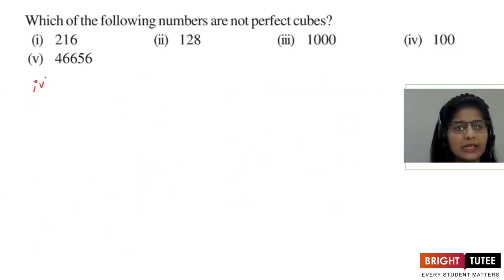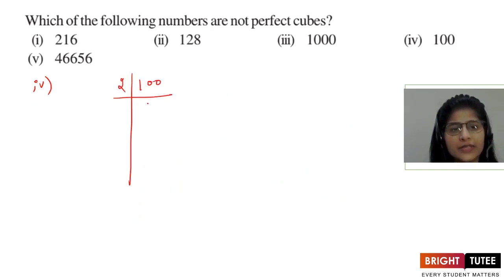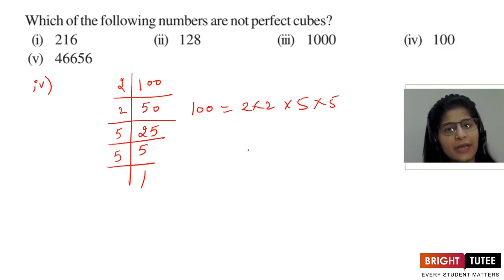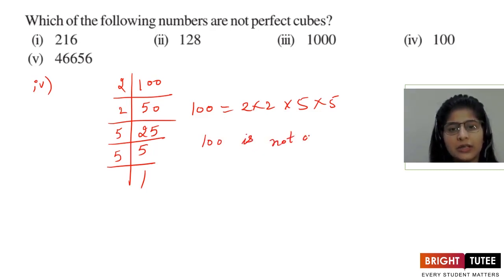Let's try to find out whether 100 is a perfect cube or not. The fourth part is 100. Let's do it. 2 5s are 10, 0. 2 2s are 4, 2 5s are 10, and then we have 5 5s are 25. So 100 can be written as 2 cross 2 and 5 cross 5. So are we able to form even a single triplet? No, we can't form triplets in this. So we say 100 is not a perfect cube.